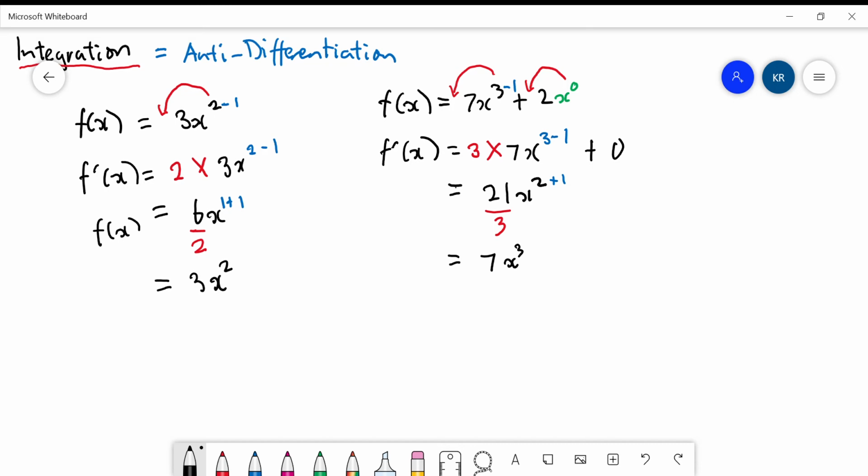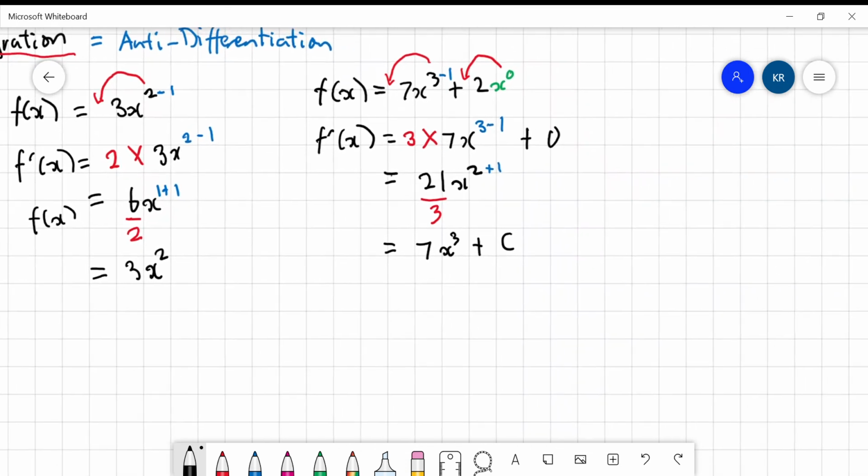But if we look at it, we have 7x cubed here, but our original equation was f of x is equal to 7x cubed plus 2. So that's why when we integrate a function, after integrating, we add a c. The c here represents the constant of integration. It can be any value, like negative 1, 2, 3, any real value.